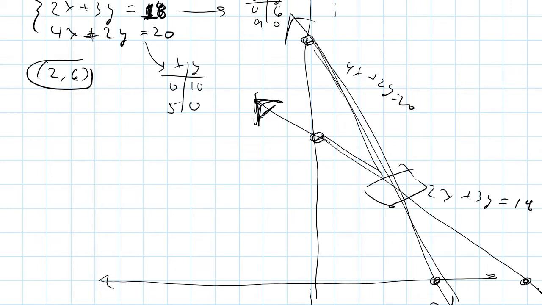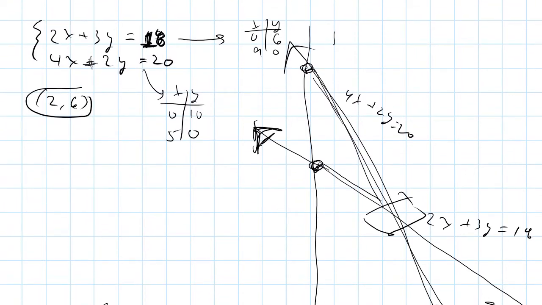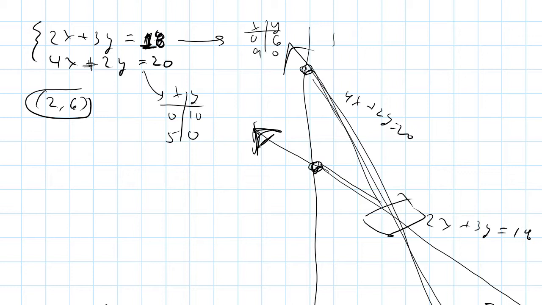And even though I didn't draw this well, something went wrong, because the answer that they should intersect at is 2, 6. Something went wrong. I'll have to think about it for a second. If 2, 6, I can't have 0, 6 here and it go through 2, 6. So what went wrong?